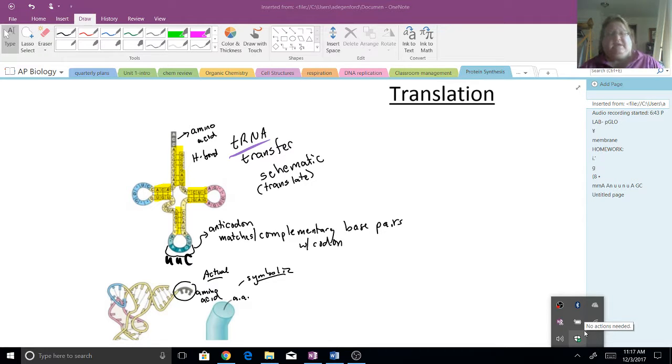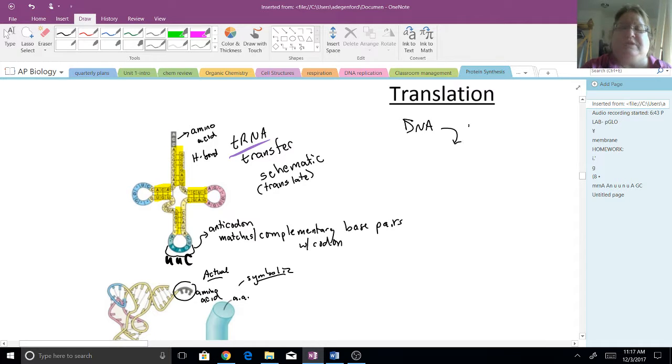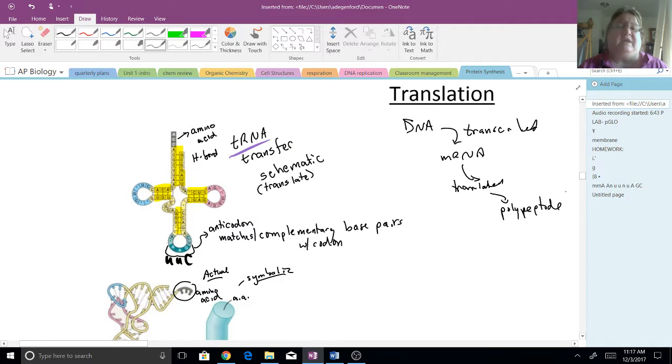Hi, good morning. This is Miss Dagenford, and we're going to be looking at translation, which is the next step of our protein synthesis. If you recall, we had our central dogma, and the central dogma started off with DNA, and DNA is transcribed into mRNA, messenger RNA, and then it gets translated into a polypeptide. Now, we mentioned in class that there are other things that DNA is going to be transcribed into, but we're going to look at the polypeptides for now.